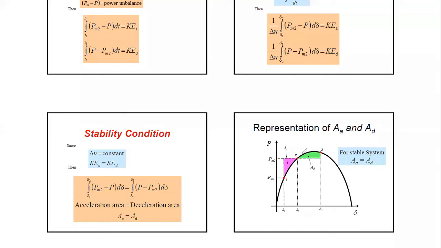In this power angle curve, this is AA, the acceleration area, and the question is whether that much acceleration gained is released from point 2 to 3 or not. If it is released and the difference is 0, then we can say that the system is stable. If the acceleration area AA is greater than AD, the system will not be stable. Or when the deacceleration area AD is greater than the acceleration area, in this case also the system will not be stable.